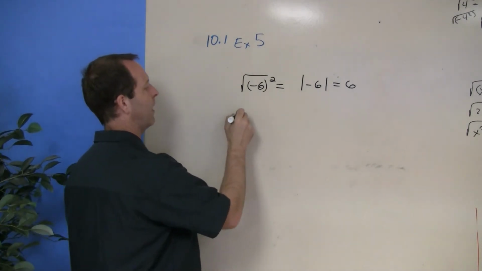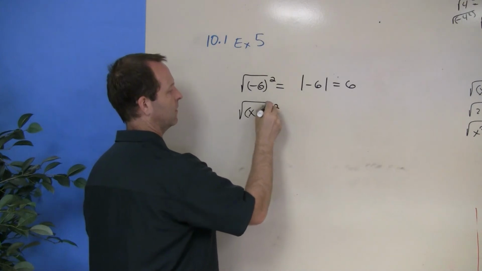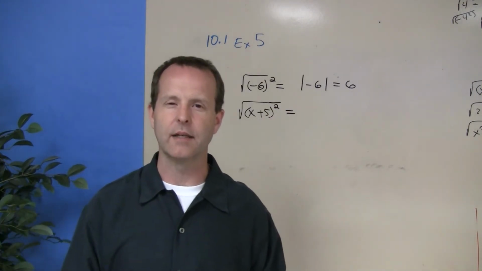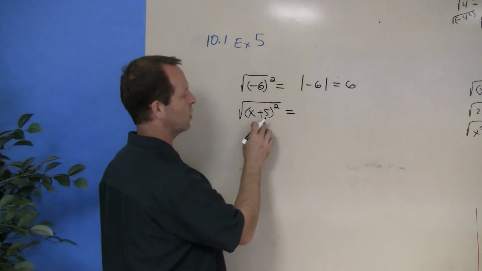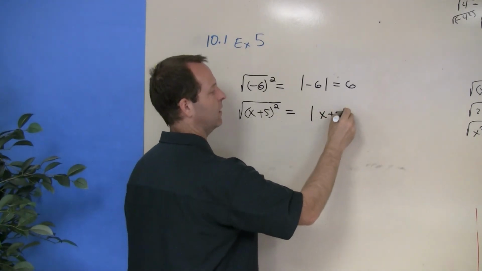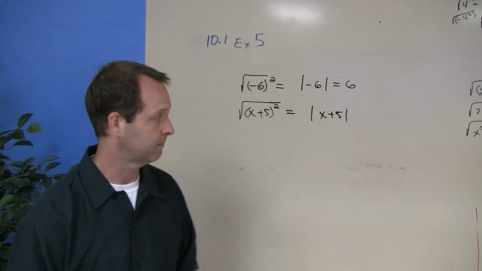Let's say, for example, I have the square root of x plus 5 squared. I know, you're wondering what x plus 5 squared means. Well, it's going to mean something, so let's figure out what we do with it. The expression x plus 5, the result of that is going to end up being the absolute value of x plus 5.